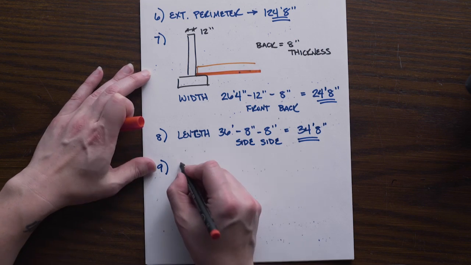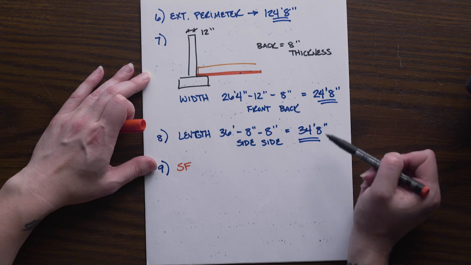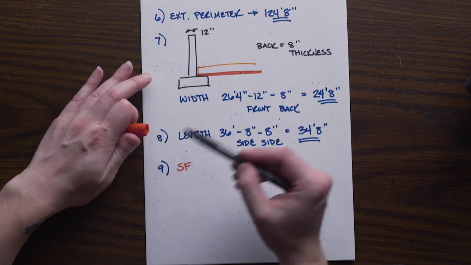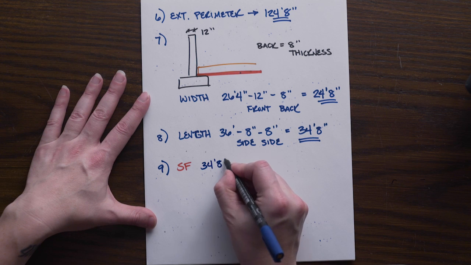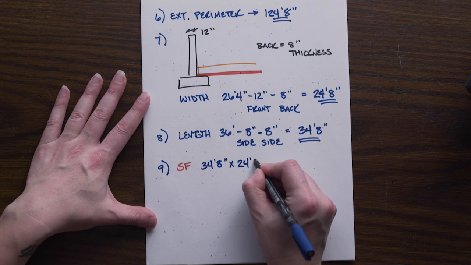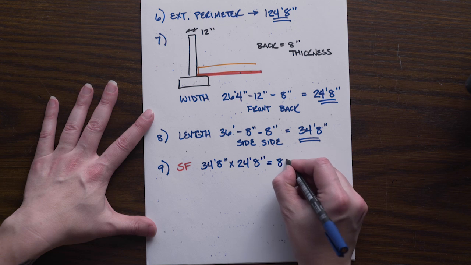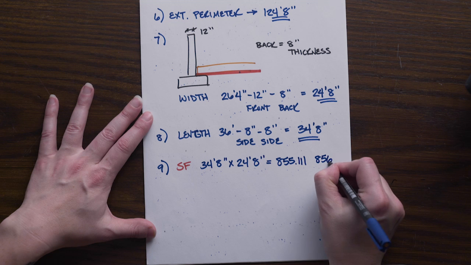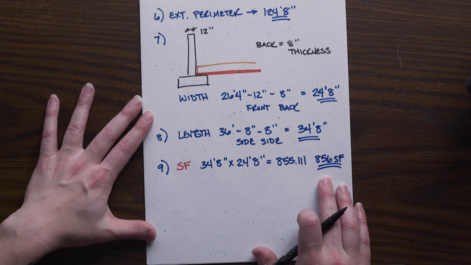So if we're looking for a square footage, we just calculated the width of our slab and the length of our slab. And since our polyvinyl barrier runs underneath our slab, we can simply take our length times our width of our floor slab, and we get 855.111, or roughly 856 square feet for our actual square footage of our vinyl barrier.